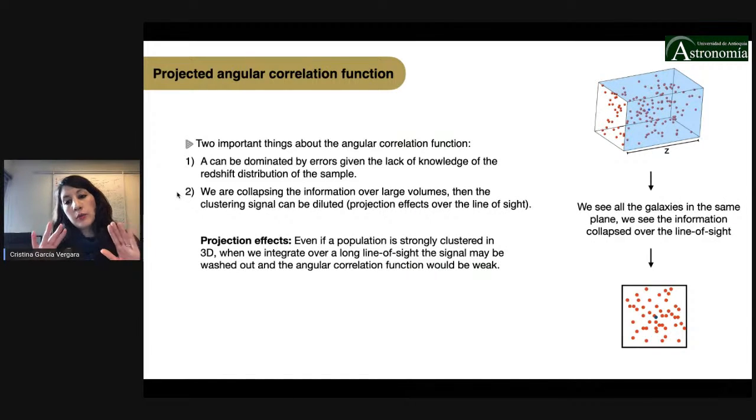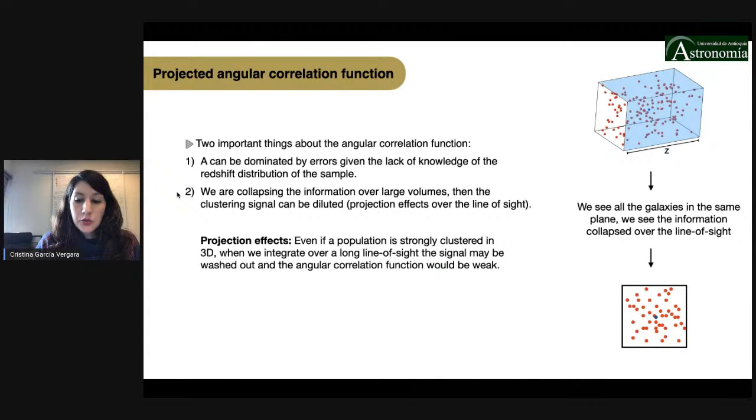Then, for example, if you have a population which is intrinsically strongly clustered, but you only have the 2D positions of the sources, then you are integrating over a very large line of sight over all the redshift space, and you could observe this as a very weak signal, just because you are averaging over the entire space. That is one problem of the angular correlation function, because sometimes even if the population is strongly clustered, you're going to measure a weak signal.